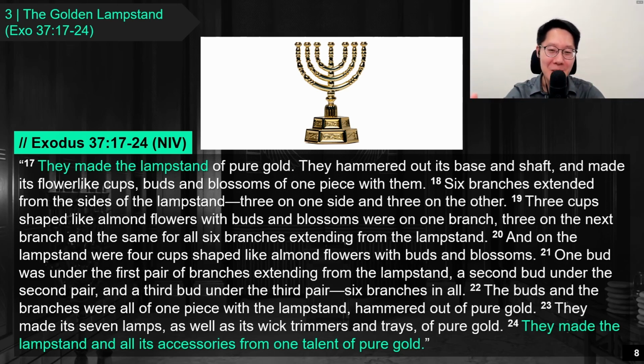So the Bible does not record its specific measurement, so we can't say for certain how small or large it is. But when you look at verse 24, Bezalel builds the entire golden lampstand and accessories from one talent of pure gold. Today, one talent of pure gold equals 8.3 million ringgit or around 1.87 million US dollars. So it's a very, very expensive menorah, and the whole tabernacle is fitted with pure gold, expensive, right?